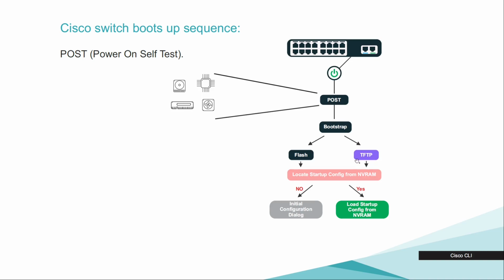After that, our switch will locate the startup configuration in the NVRAM. If there is a configuration in the NVRAM, our switch will load the startup configuration. If not, we will be prompted to do an initial configuration dialog.